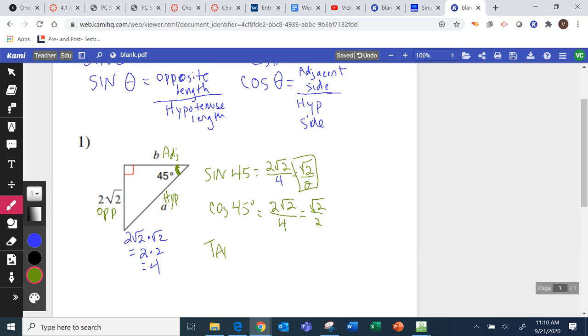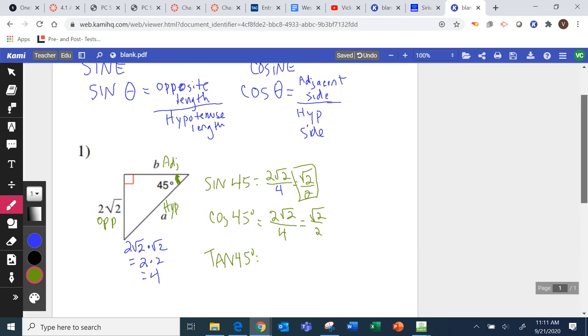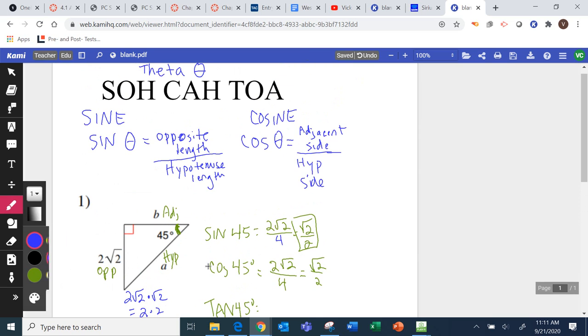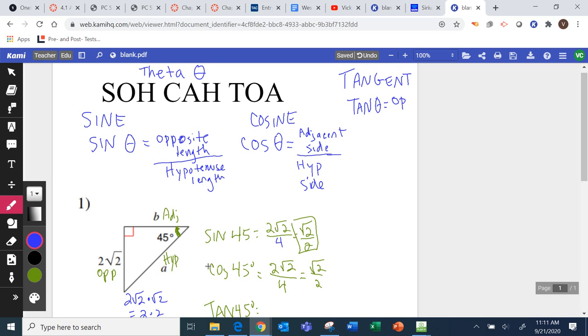And then tangent. Tangent is TOA. It is always of an angle. We do tangent of theta, so we have to have an angle that goes with that. Tangent is the opposite divided by the adjacent.